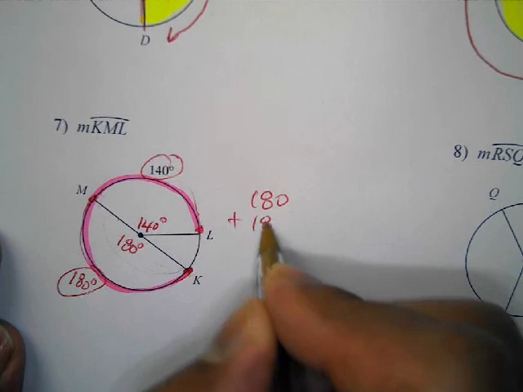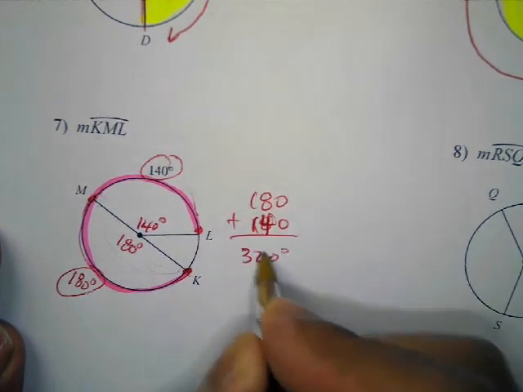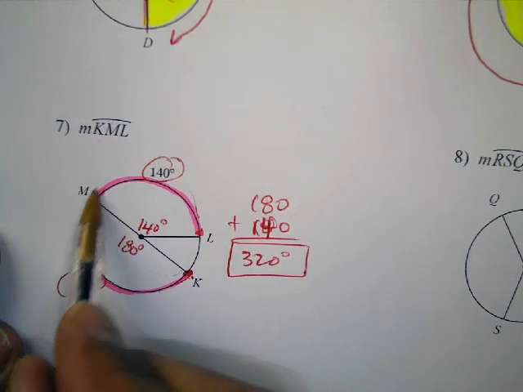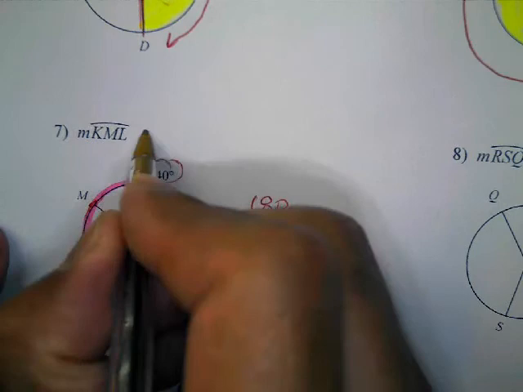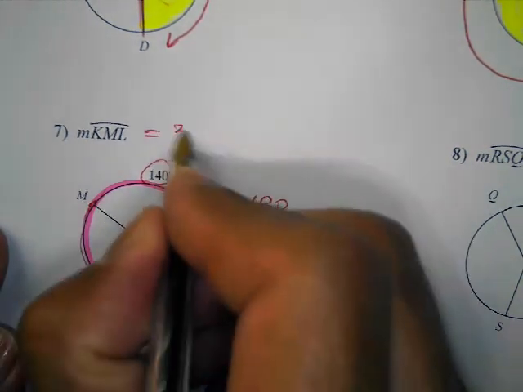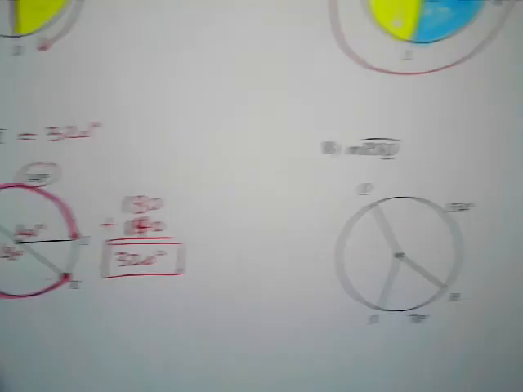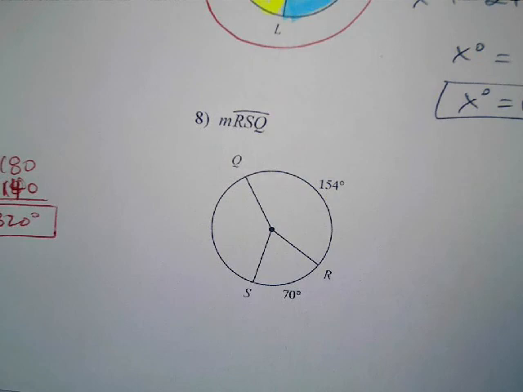So how much would be this whole thing? Well, I have to add this arc, which is 180, plus the 140. 180 plus 140 is going to be 320. From here to here is 180 plus another 140 more, 320. That's the answer. The measure of arc K to M to L is 320 degrees.